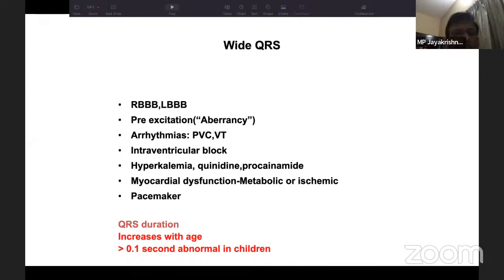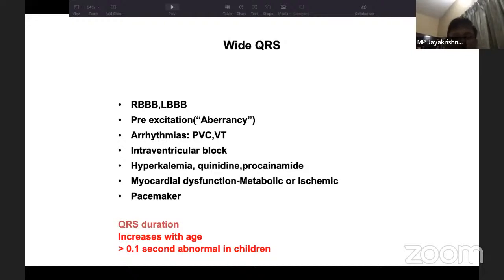So wide QRS complex, there are many conditions: right bundle branch block, left bundle branch block, pre-excitation pathways, like for example, Wolff-Parkinson-White syndrome. You can get a wide QRS complex, cardiac arrhythmias like ventricular tachycardia, premature ventricular contractions. So if there is an intraventricular block, again, a wide QRS complex may be there. Electrolyte disturbances like hyperkalemia, quinidine, procainamide toxicity, myocardial dysfunction. There are many reasons why the child could be having a wide QRS complex. And a pacemaker, if it is a ventricular pacemaker, sometimes you will get a wide QRS complex.